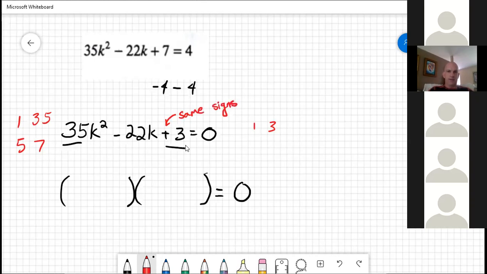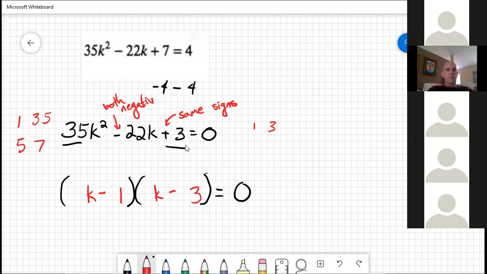If it was a minus sign, they would be opposite signs in the binomials. This one tells us that they are both negative. So I'm going to have a k minus and a k minus, leaving some space for our possible factors there. And then we have a 1 and a 3. So we're definitely going to have a k1 and a k3.